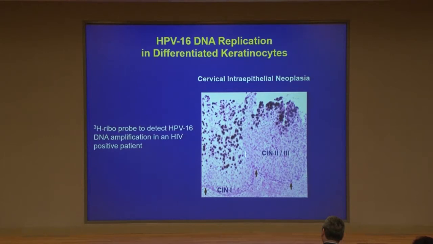And then we can also look at viral DNA amplification. This is also an HIV-positive patient. Viral DNA amplification is in the mid to upper strata, and in the lower strata you can't detect anything at all. Usually it's considered maybe 20 to 100 copies per cell. Again, this is an autoradiogram, and you can see this side is less differentiated, higher grade dysplasia, and yet on the surface there are a few cells that differentiate and can support viral DNA amplification.